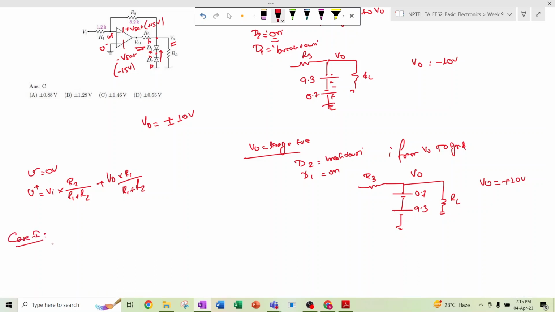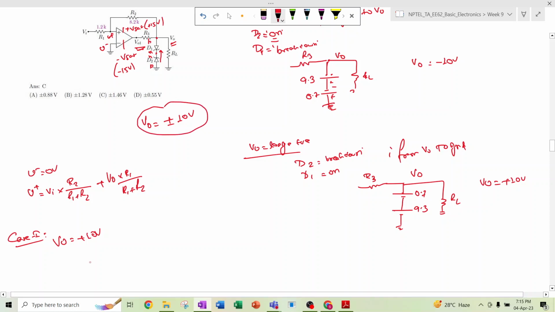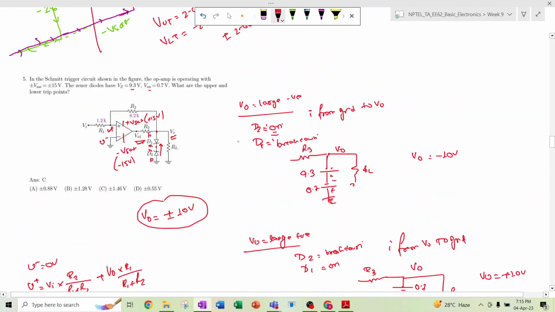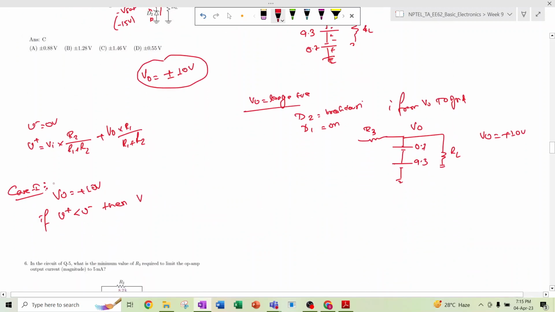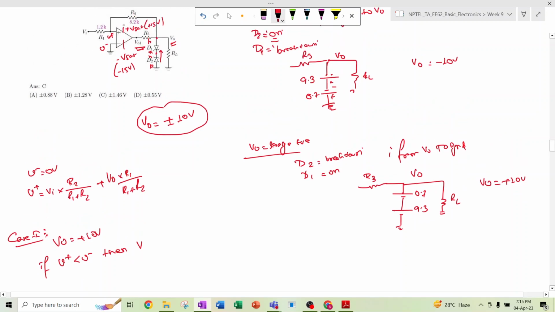case 1, if VO is plus 10 volt, right? Because VO can vary from plus 10 volt to minus 10 volt. Okay, so if VO is plus 10 volt, then if V plus is less than V minus, then VO, so suppose this is V sat, okay, V saturation is plus minus 15 volt, so plus minus 15 volt is applied. So case number 1, in this circuit we can see this is VO1, right?